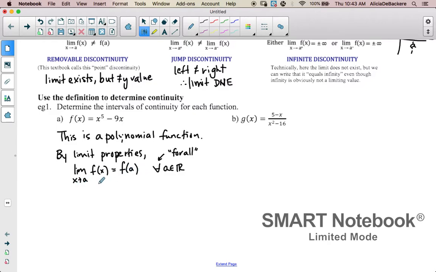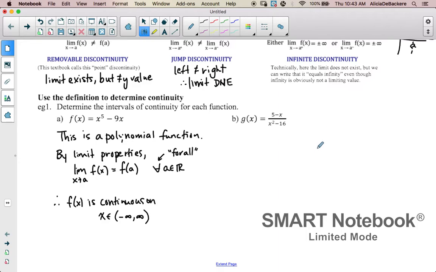So because this is true by that limit property, I know then that this f at x is continuous for all values. And so it's asking for the intervals of continuity. So I'm going to put this in interval notation. So f at x is continuous everywhere.